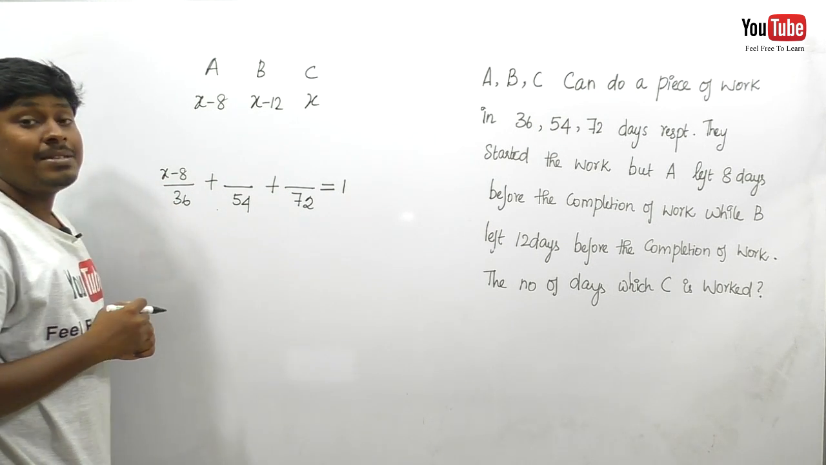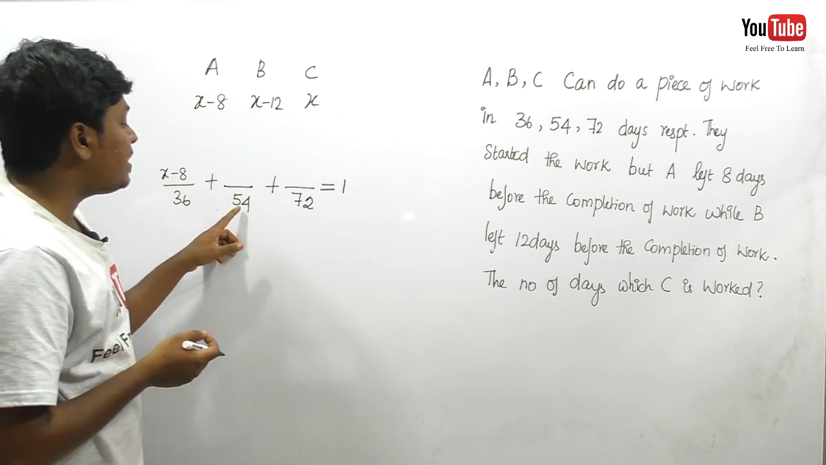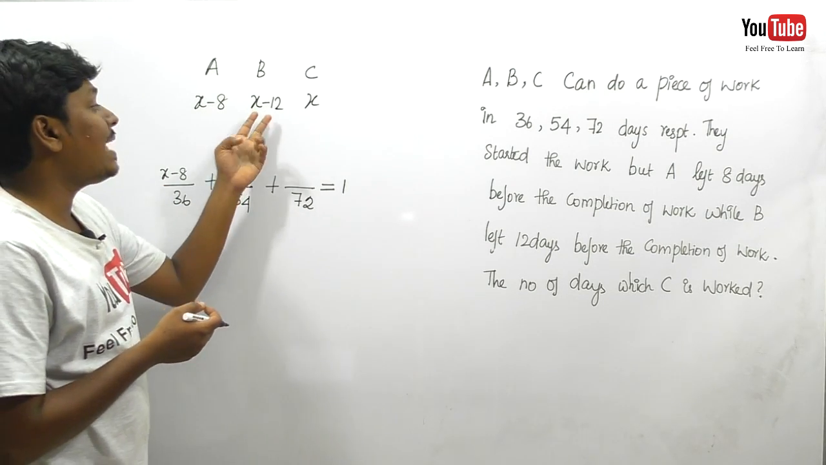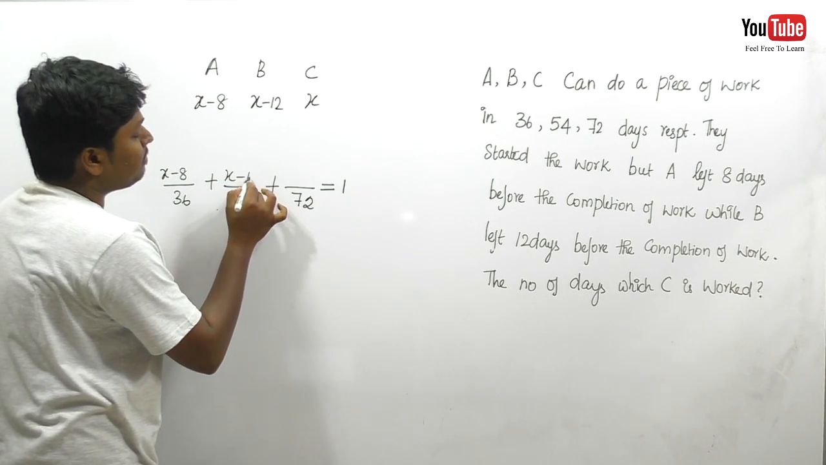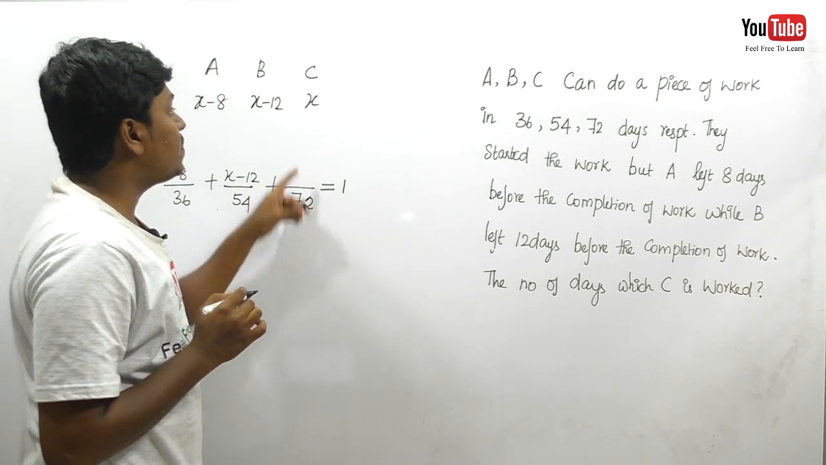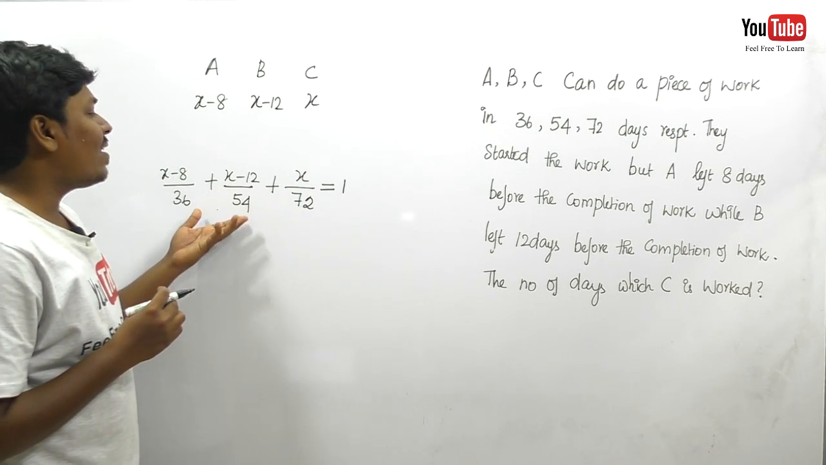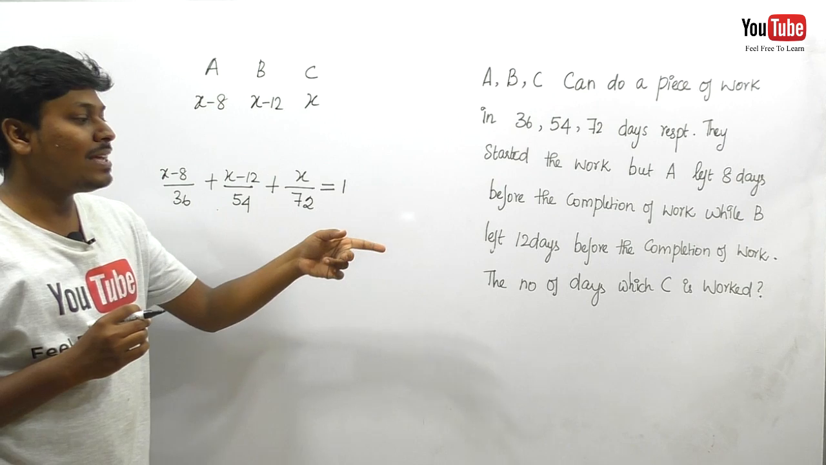Right? The person A worked. Similarly, person B can complete the work in 54 days, but we don't know how many days B worked, but we know that X minus 12 is the work done by B, and out of 72 days the person X, C, right? So equal to 1. If we solve this equation, we can finally get the number of days C worked.